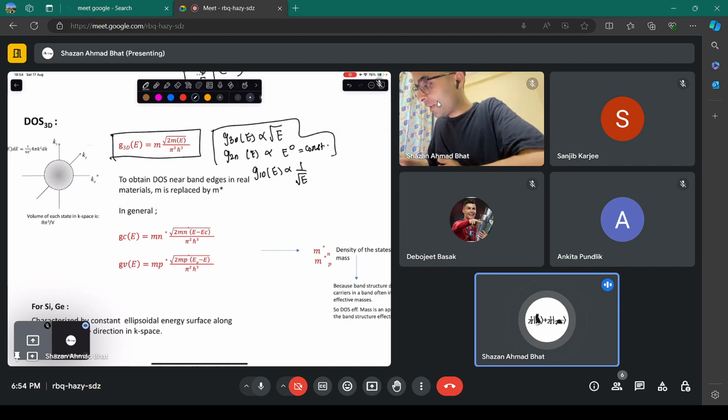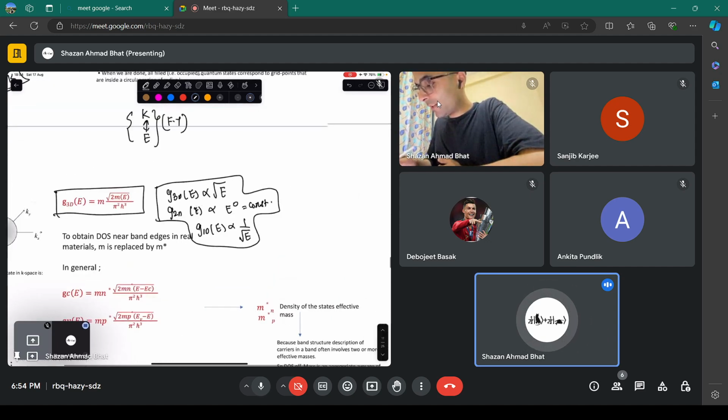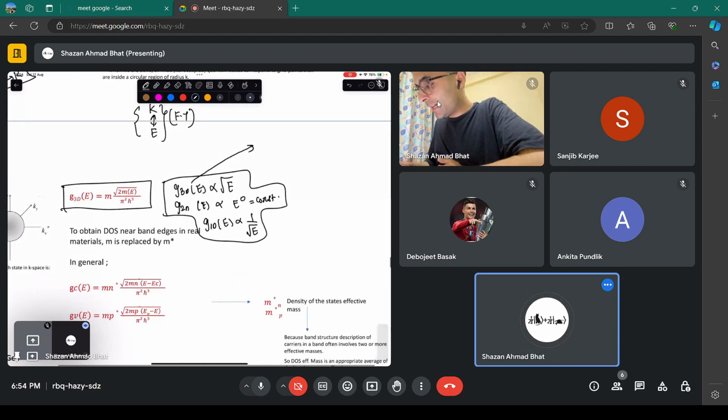These relations are important. They say that if you have a three-dimensional system, then the density of states, that means the states available per unit volume per energy, is proportional to the square root of E. If you plot the density of states in 3D versus the energy, it increases like this.